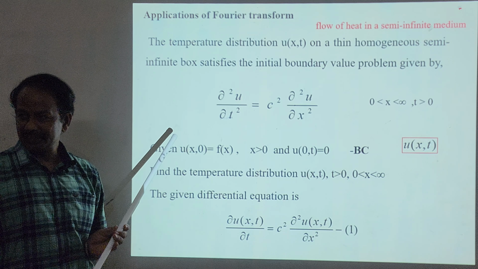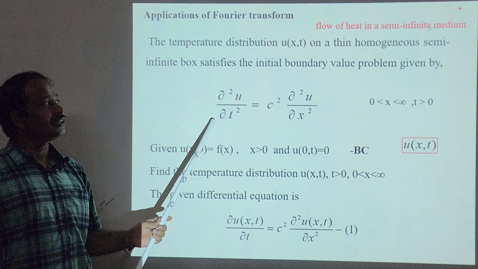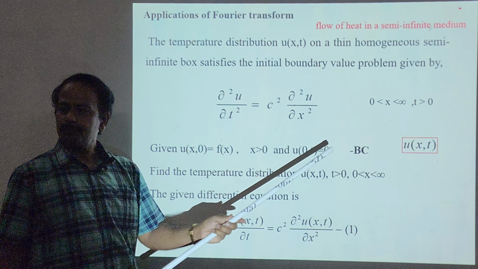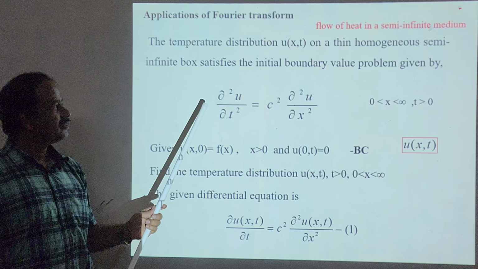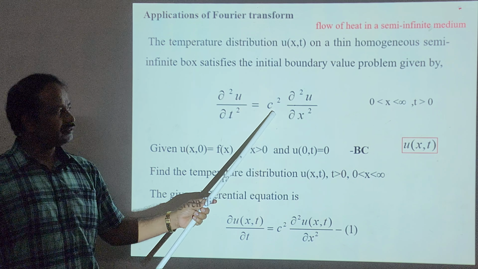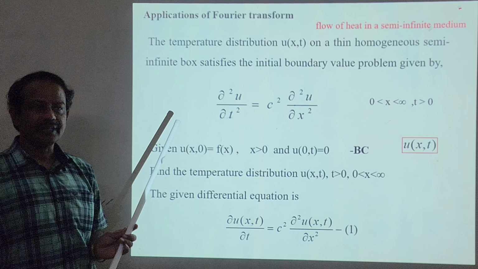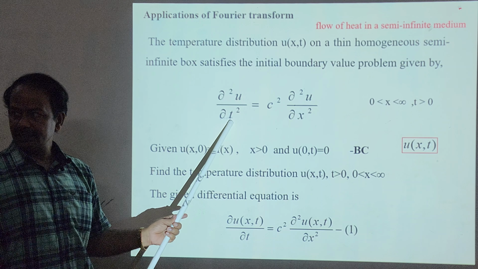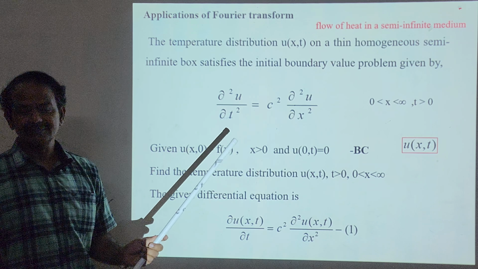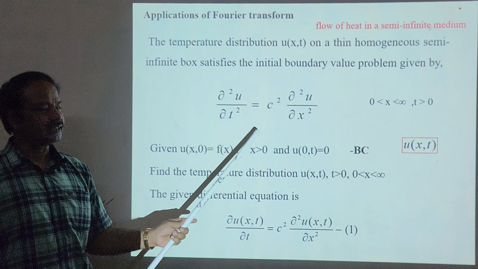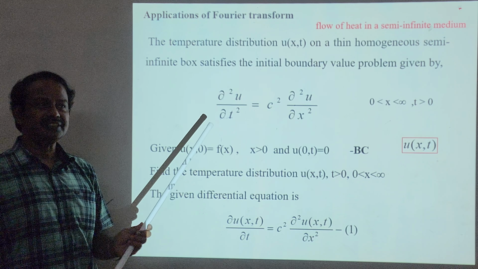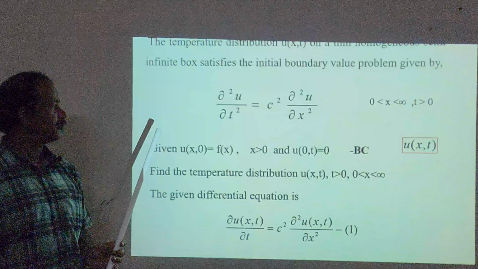So this is your wave equation, the heat flow equation, related with temperature distribution u, which is a function of position and time. d squared u by dt squared equals c squared d squared u by dx squared, where c squared is the velocity of the wave in the medium. Look at the equation: one side depends on t, the other depends on x. That's why the temperature distribution u is a function of x comma t, position and time.